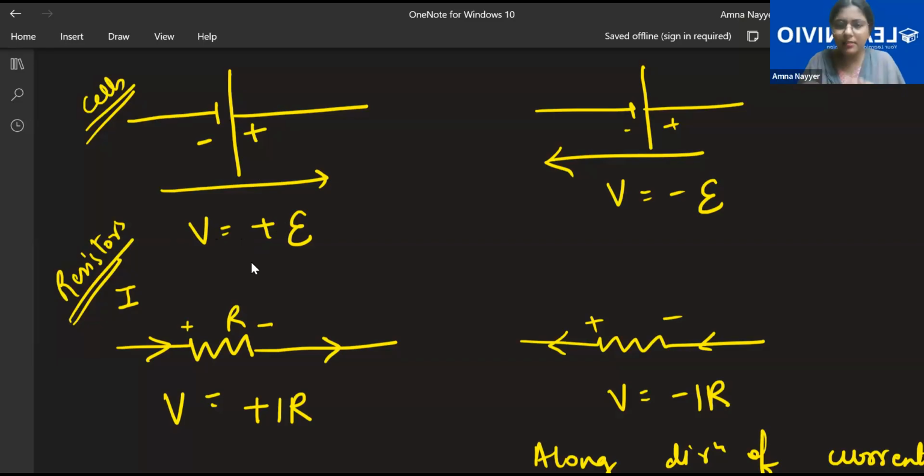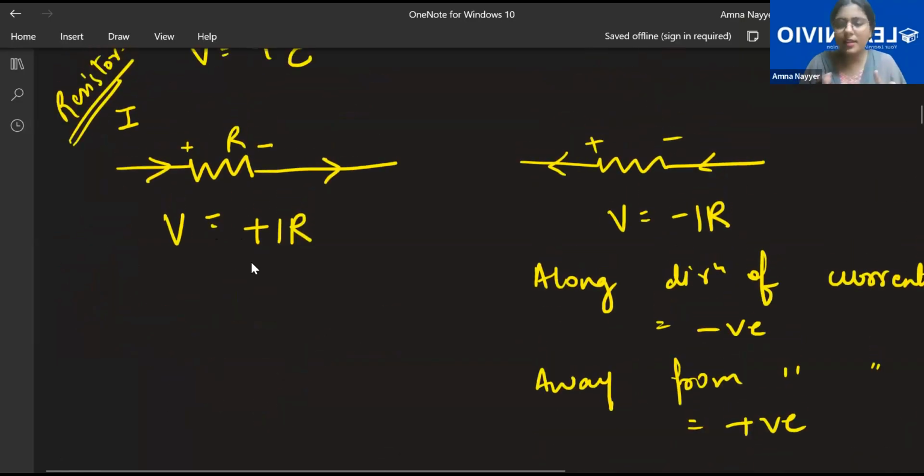We'll see what these laws are and how to apply them. It might be a little confusing right now. I'll just start with the question. First, understand the basic laws. Then resistors will also be there. Apart from cells, the resistors will also be there. So how to manage these resistors?